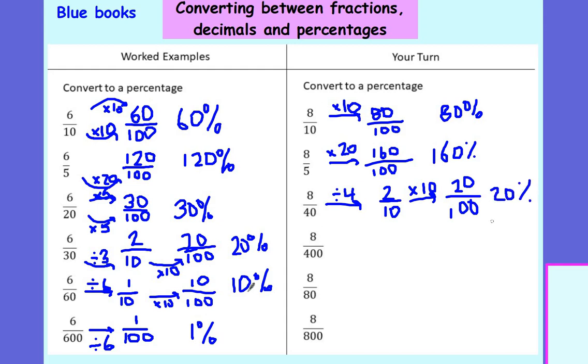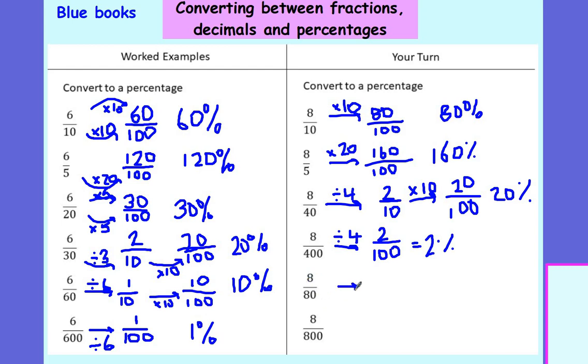For the next one, I've got 8 out of 400, so this time I'm going to divide top and bottom by 4 straight away, which would give me 2 out of 100, which is 2%. Notice this is 10 times smaller than the one before, so we had 8 out of 40 was 20%, but 8 out of 400 is just 2%.